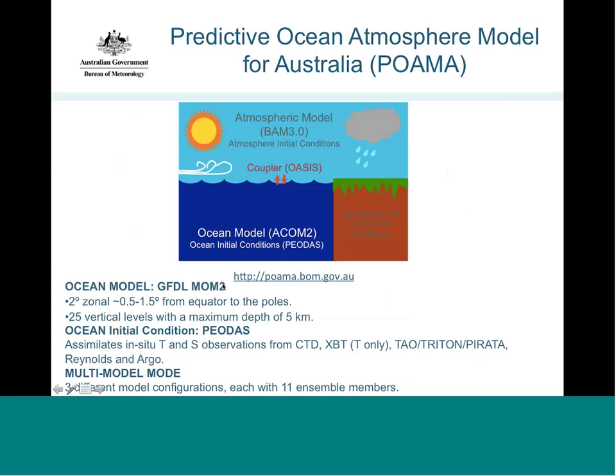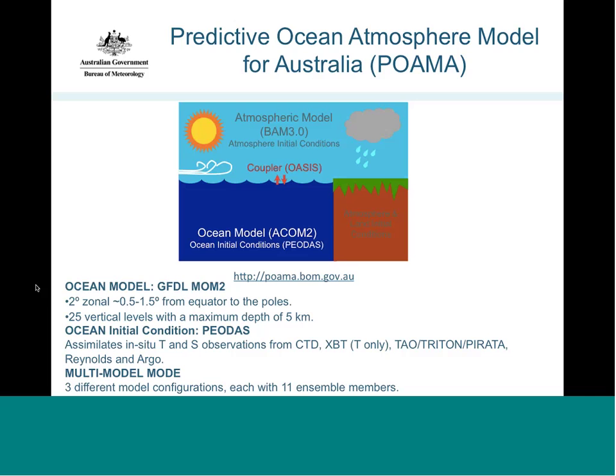It's coupled to an ocean model that spans the globe. Just to emphasize a few key points, the ocean model is the GFDL MOM2 system, and it's been configured for a 2-degree zonal and a 0.5 to 1.5 degree resolution from the equator to the poles, and it consists of 25 vertical levels with a maximum depth at 5K. The ocean initial conditions are run by a system called PODAS, which assimilates in-situ temperature and salinity observations from CTD, XBT, the TAO/TRITON array, Reynolds, and Argo. There are no satellite observations going into it.